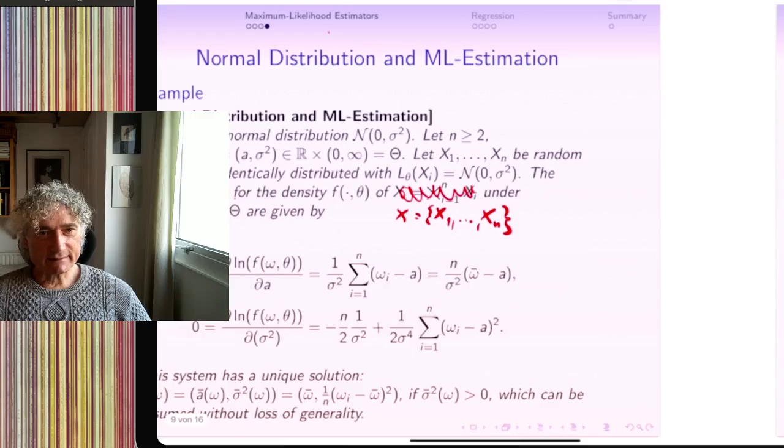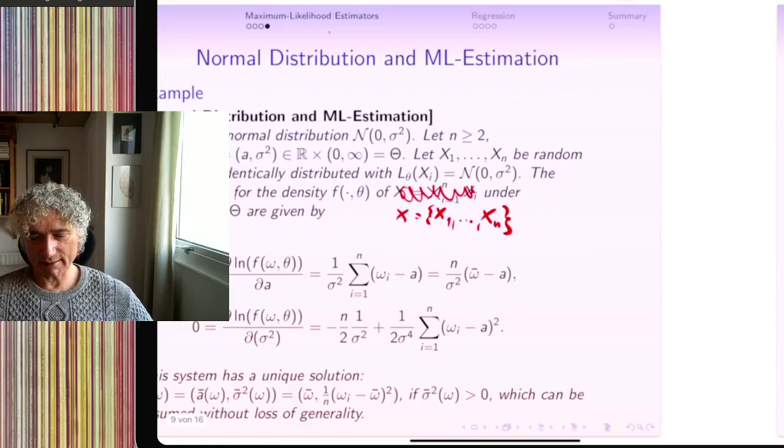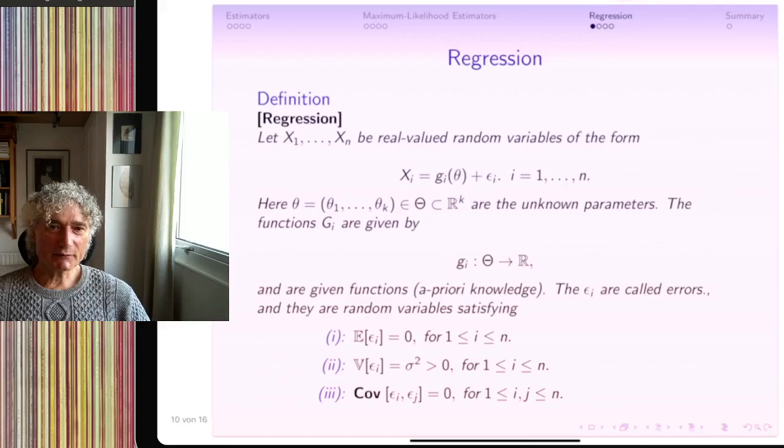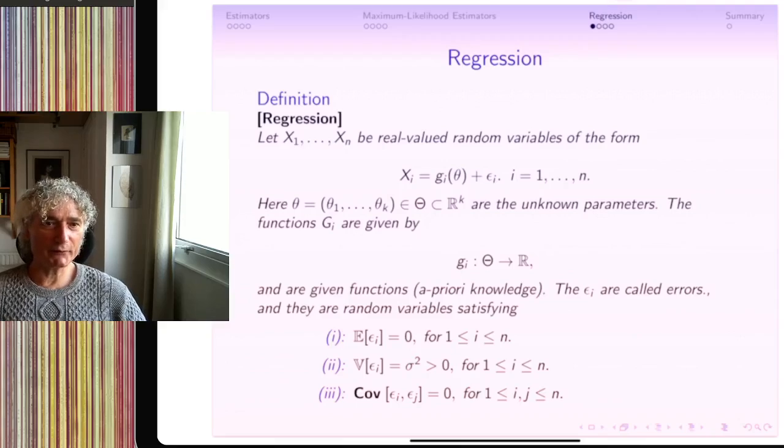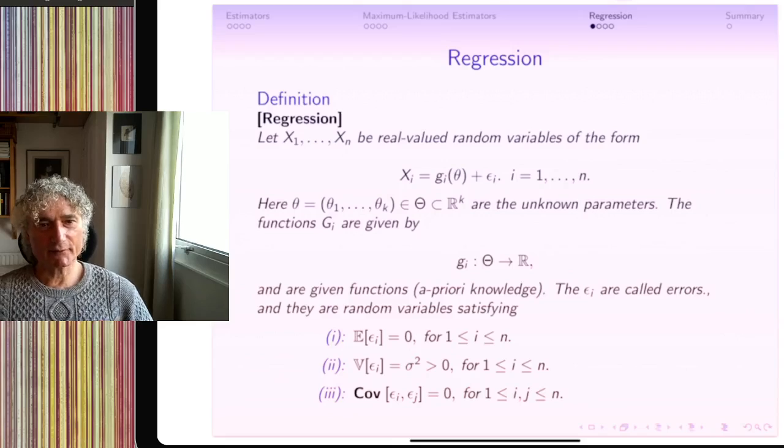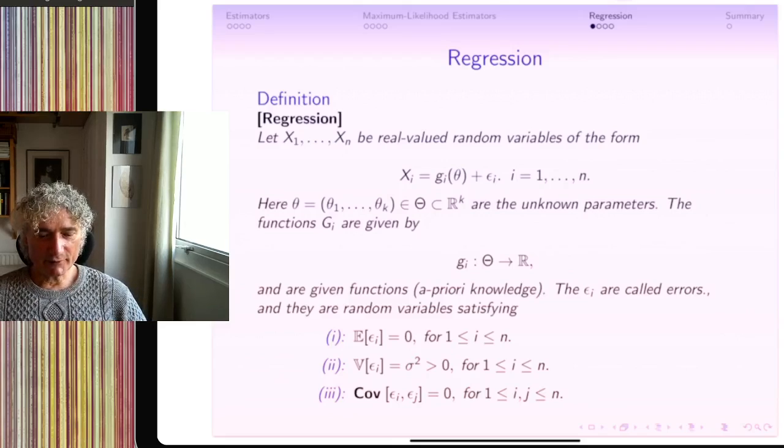Okay, so this was the example of the normal distribution when you use maximum likelihood estimation. Now we come to the very important idea of regression. This will be one of the main things we work towards in our little excursion into statistics, because we will use regression heavily in order to parameterize the models we formulated earlier. And we have to understand the basic idea here.